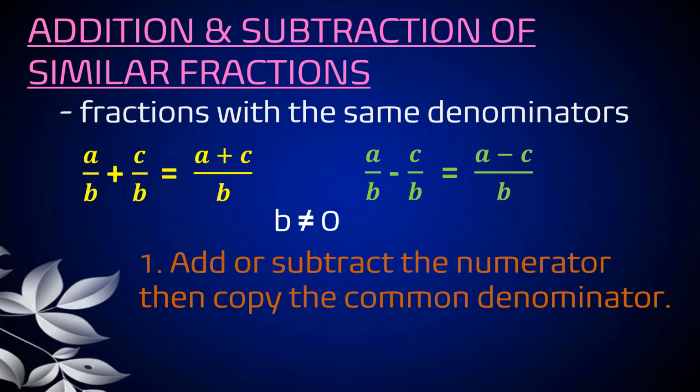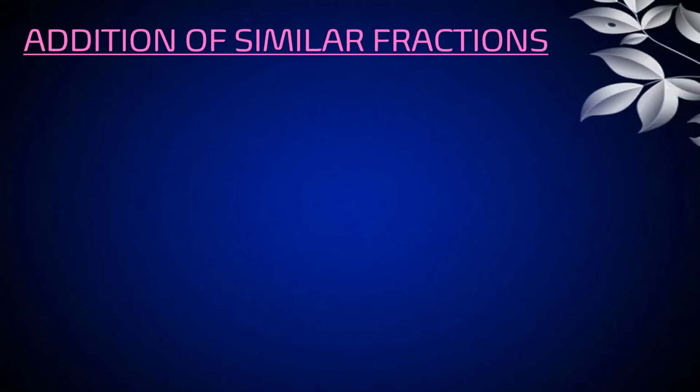Ang unang step is add or subtract the numerator, then copy the common denominator. So, kay addition and subtraction of similar fractions, ang gagalawin lang natin ay yung numerator. And then, simplify if possible. Ang laging answer natin ay dapat naka-lowest term. Let's have an example for addition of similar fractions.